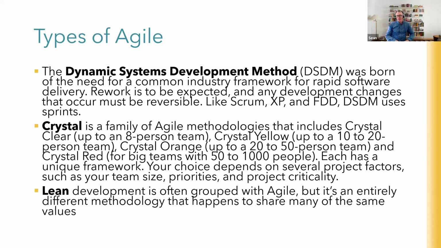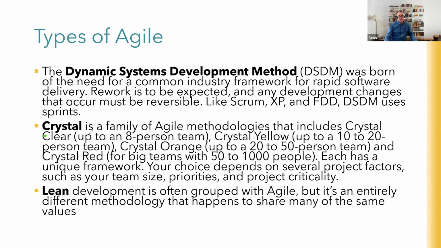So DSDM, it's again rapid software development. So that's what they've all got in common: software development. It expects rework, and it expects that you can back things up and retry them and test them and figure bugs out. It uses time boxing like sprints as well. So there's a lot of similarity between Scrum, XP, FDD, DSDM. They all use sprints. They're all focused on software. It's the level of documentation, the level of testing, where they use pair programming and things like this.